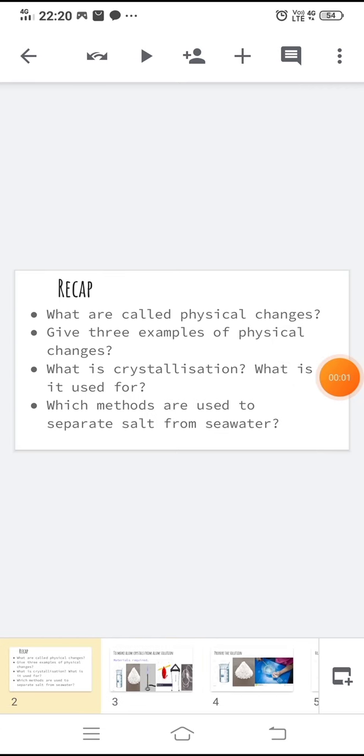Today, you are going to learn about how to make your own alum crystals. Growing crystals is not a long or complicated process. In fact, it's easy. Is growing crystals a physical or chemical change? Yes, the process of crystallization is a physical change of atoms or molecules. Let us see an experiment.